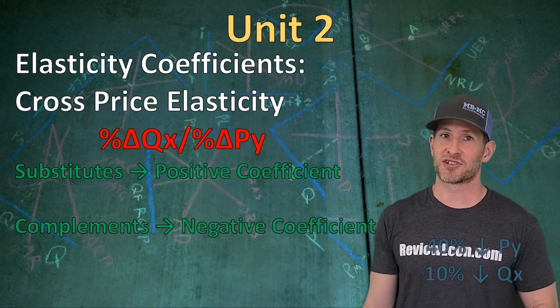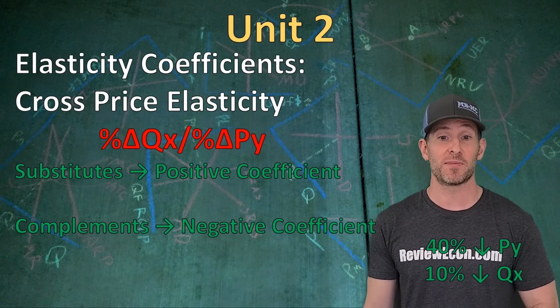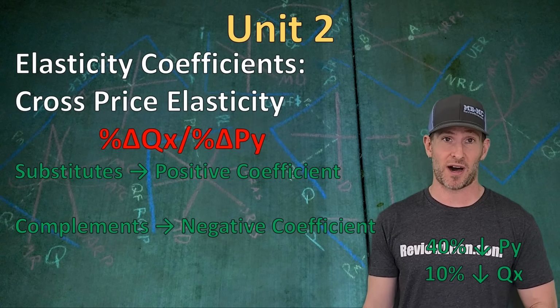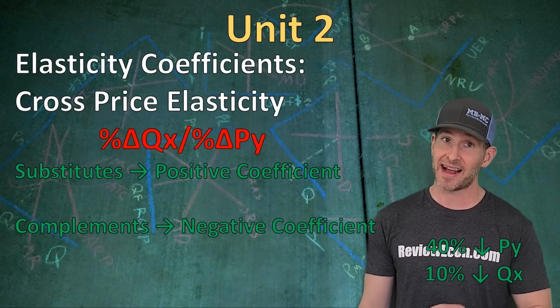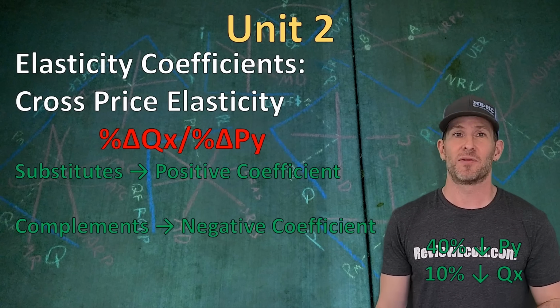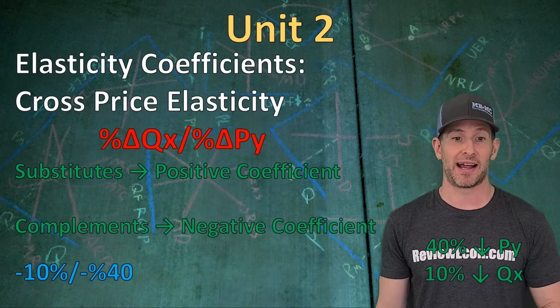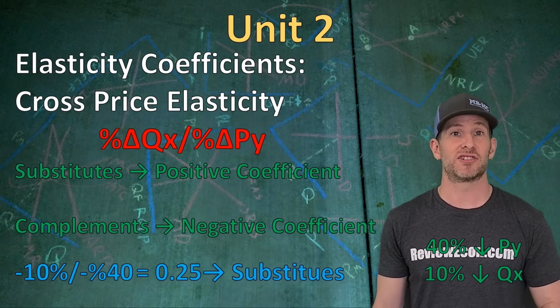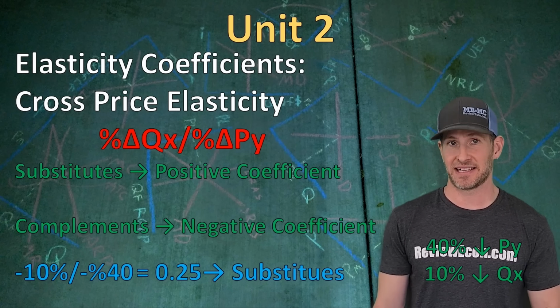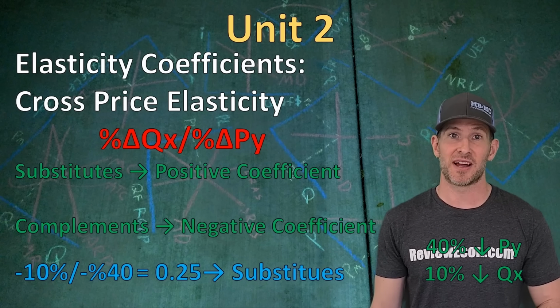Here are some numbers for us to try out as an example. Let's say there's a 40% decrease in the price of good Y, and that causes a 10% decrease in the quantity of good X. What's our coefficient here, and are these substitutes or complements? When you plug in those numbers and do the math, we have a negative 10% change in the quantity of good X divided by the negative 40% change in the price of good Y. And that gives us a 0.25 cross-price elasticity coefficient here. Since this is a positive number, we know these are substitutes, like Coke and Pepsi.